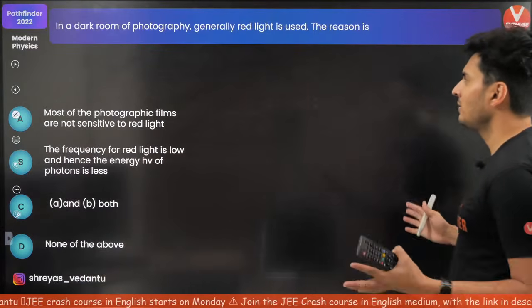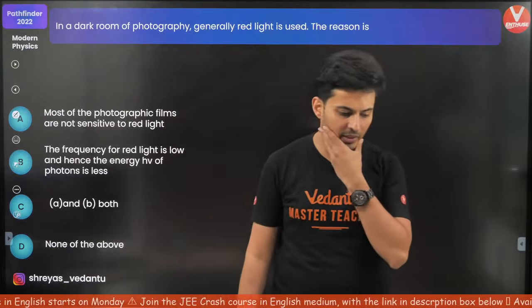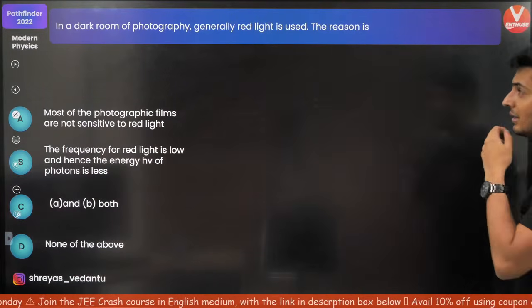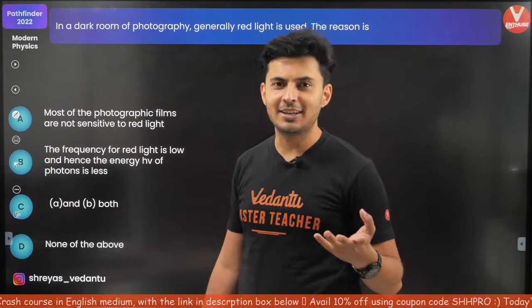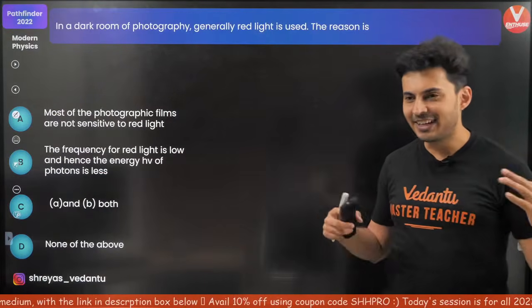In a dark room of photography, generally red light is used. What do you think is the reason for that? Think about it. What's the reason for using red light in a dark room? Like, sir, a dark room should be dark. No, why do you have red light over there? A dark room does not mean a literally dark room.